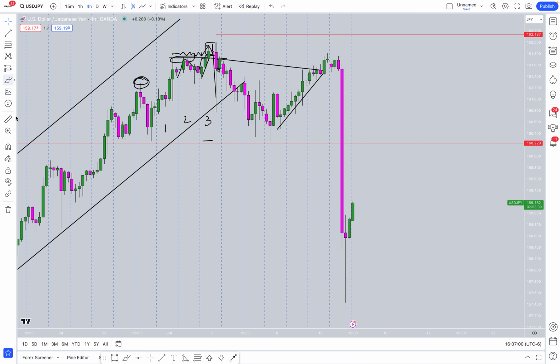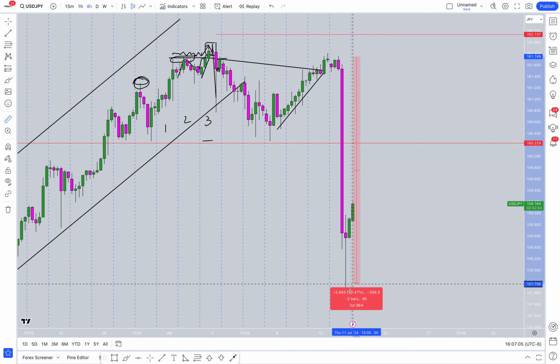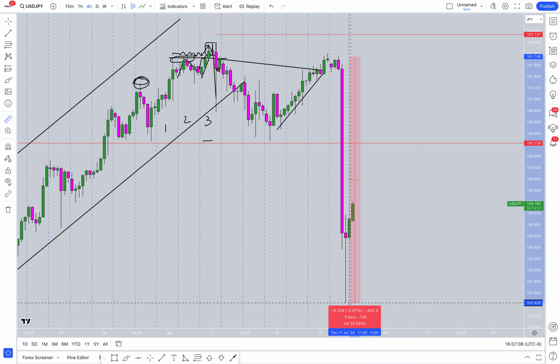Overall, the trade hit all the take profit levels that we were aiming for, and if anyone were to have grabbed the entire move, it was almost 433 pips.